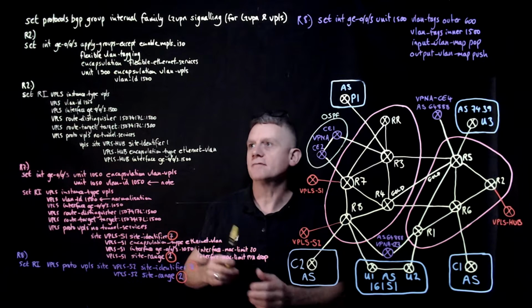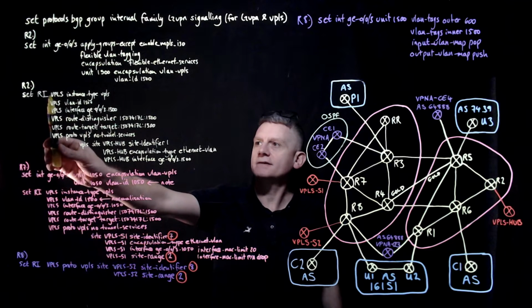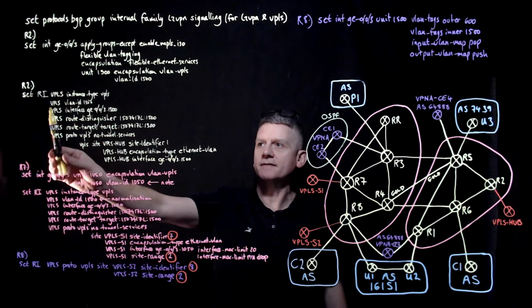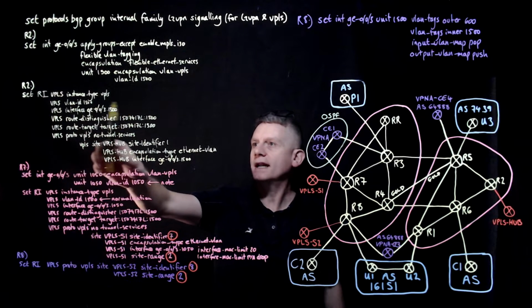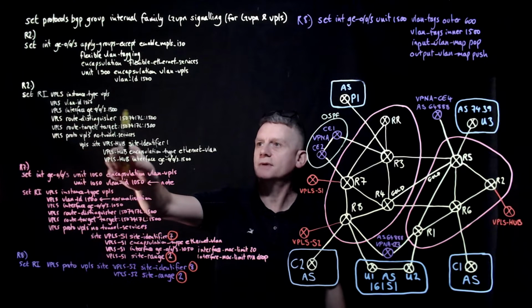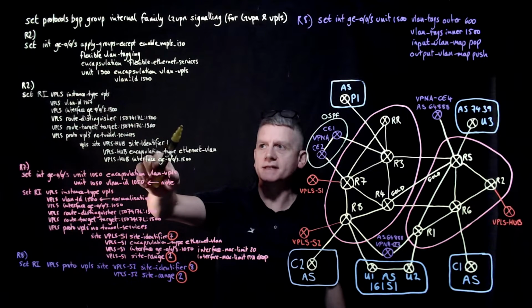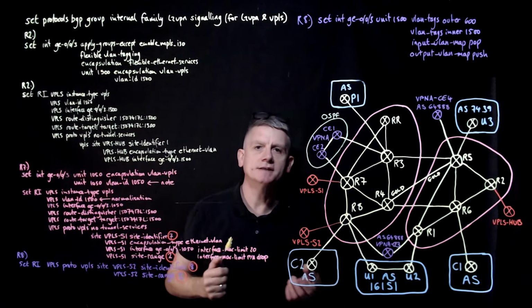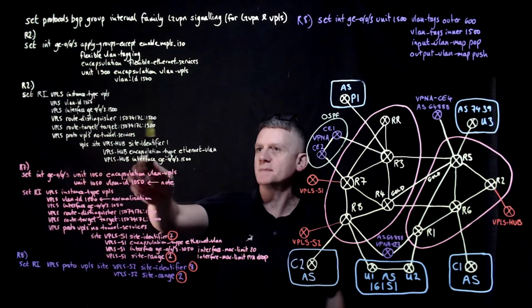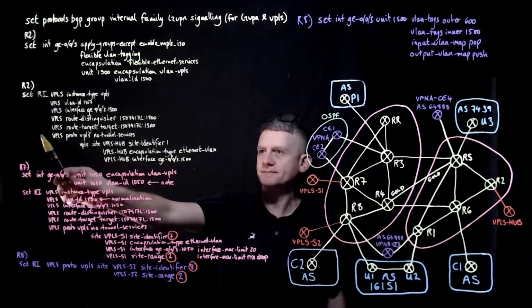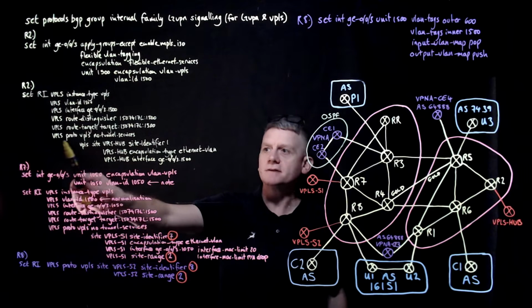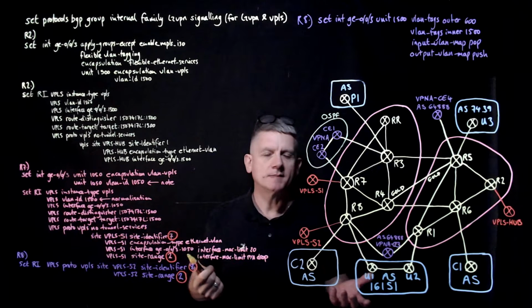And now we have our routing instances. So set routing instance VPLS, instance type VPLS, VLAN ID 1500, put the interface in there, the route distinguishers and the route targets. And again, we're using these AS specific route distinguishers. We type in no tunnel services. It's really just something that you have to know.